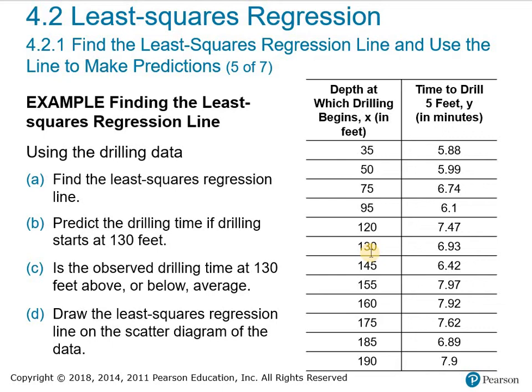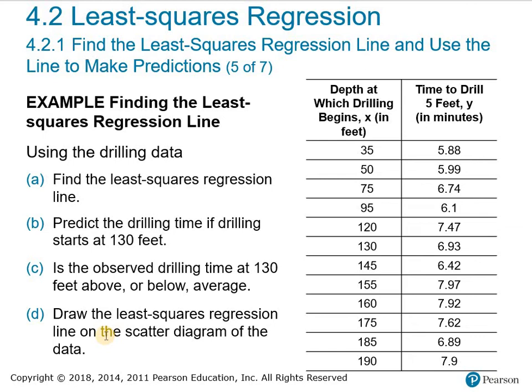If the observed drilling time is at 130 feet, is it above or below average? We need to determine that by seeing the residual. If the residual is positive, it's going to be above average. If it's negative, then it's going to be below average.